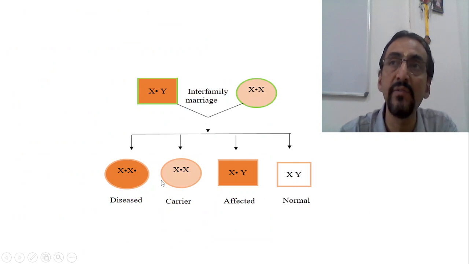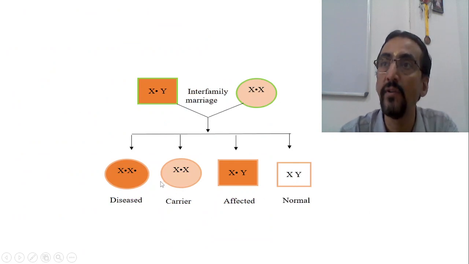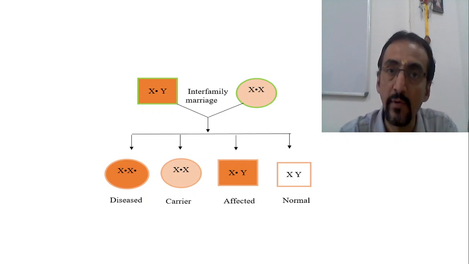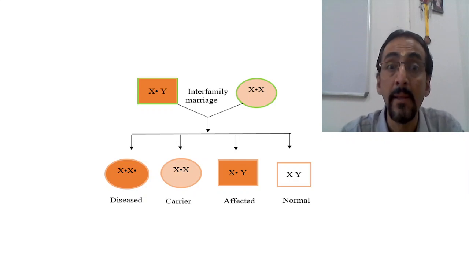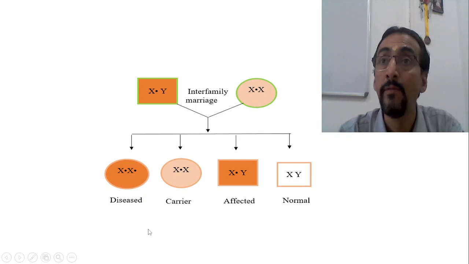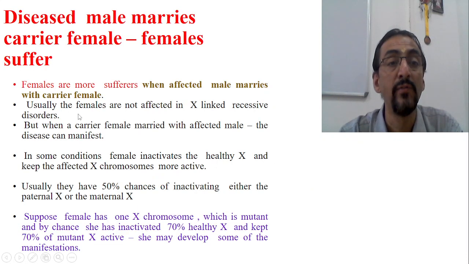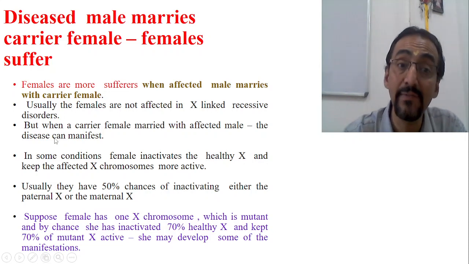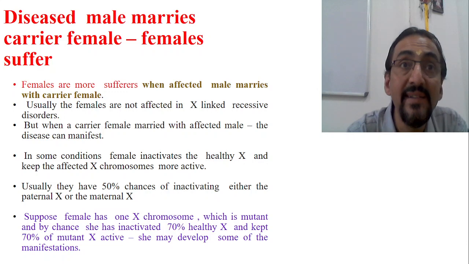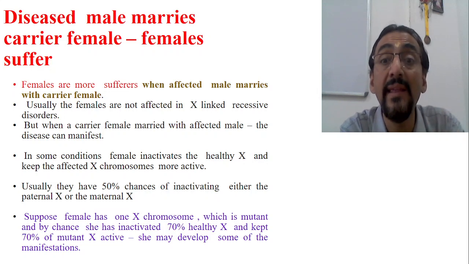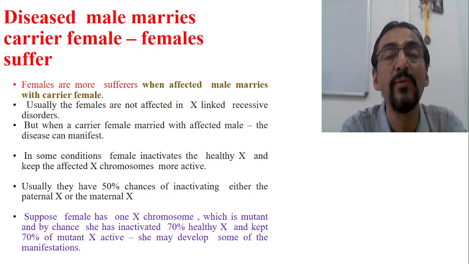Otherwise, in X-linked recessive disorders, females are rarely affected because they've got two X, isn't it? If one of the X is affected, a carrier also, another X is there, so that will do the function. But when this situation comes, an affected male marries a carrier female, the female also gets affected. So usually the females are not affected in X-linked recessive disorders. But when a carrier female marries an affected male, the disease can manifest even in a female baby. So in some conditions, the female inactivates the healthy X and keeps the affected X chromosome more active.